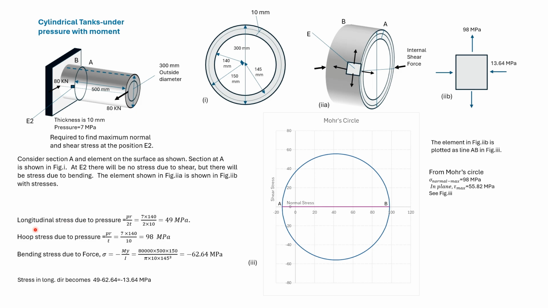Earlier, we have found out the longitudinal stress and the hoop stress. We now find the bending stress at this point. M here is this load into this distance. Y is the maximum distance since we are at the surface. I is pi t r cube. So the net stress in the longitudinal direction is given by this value. These are the principal stresses acting on the element. We then form the Mohr circle. We obtain the maximum normal stress and the maximum shear stress.